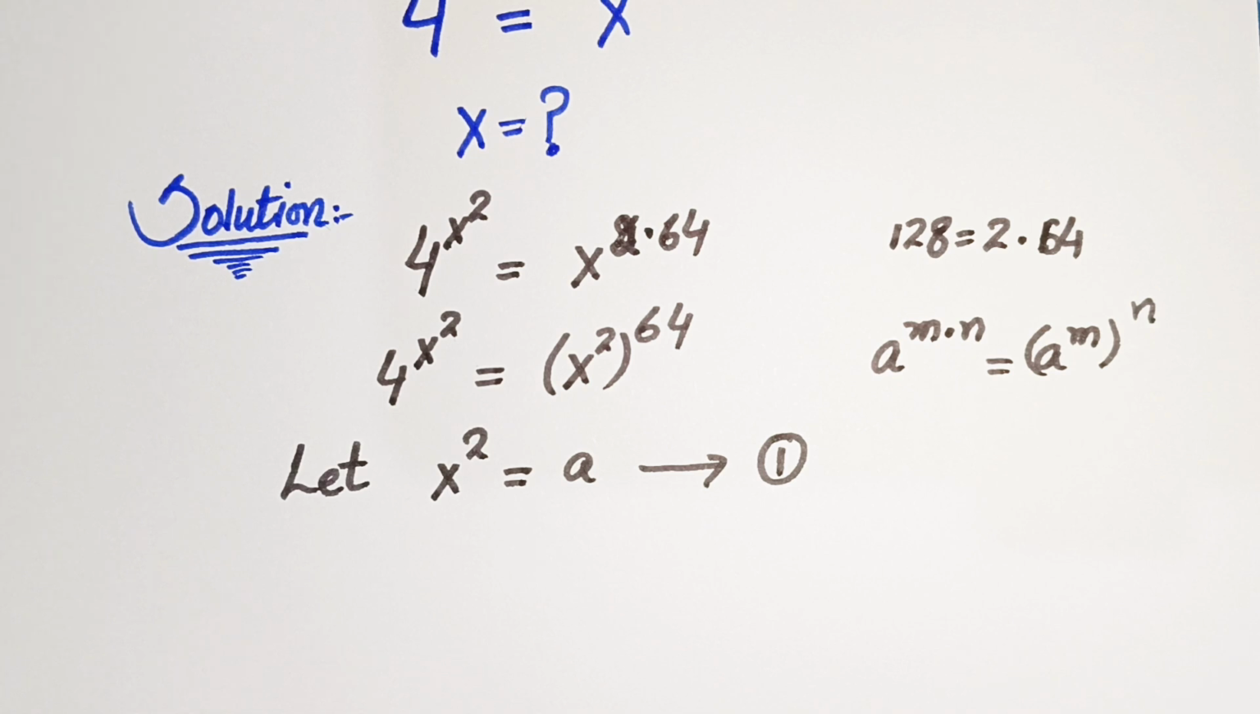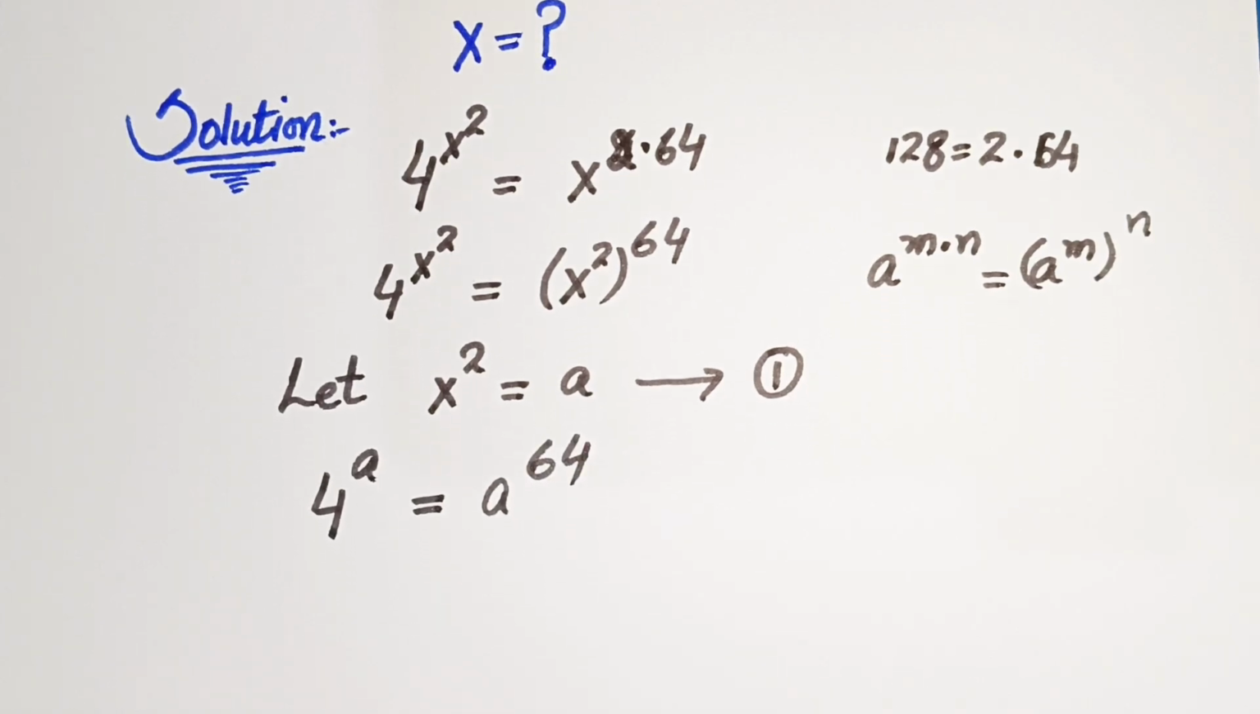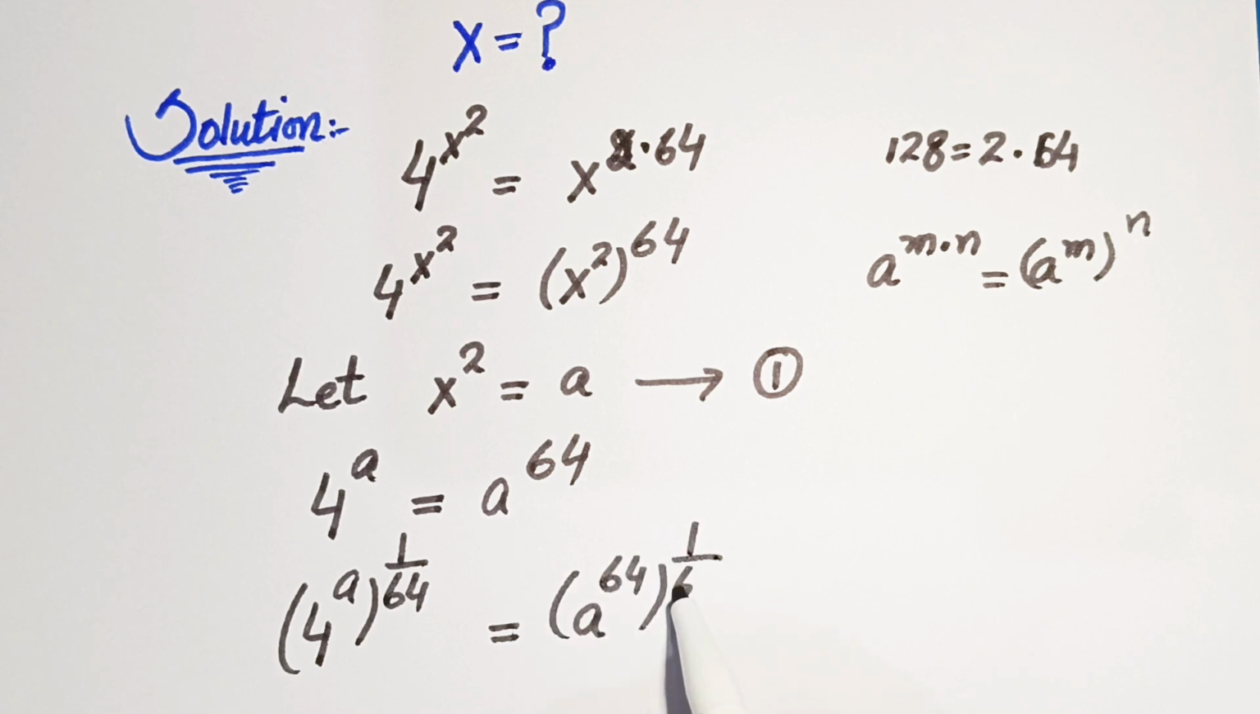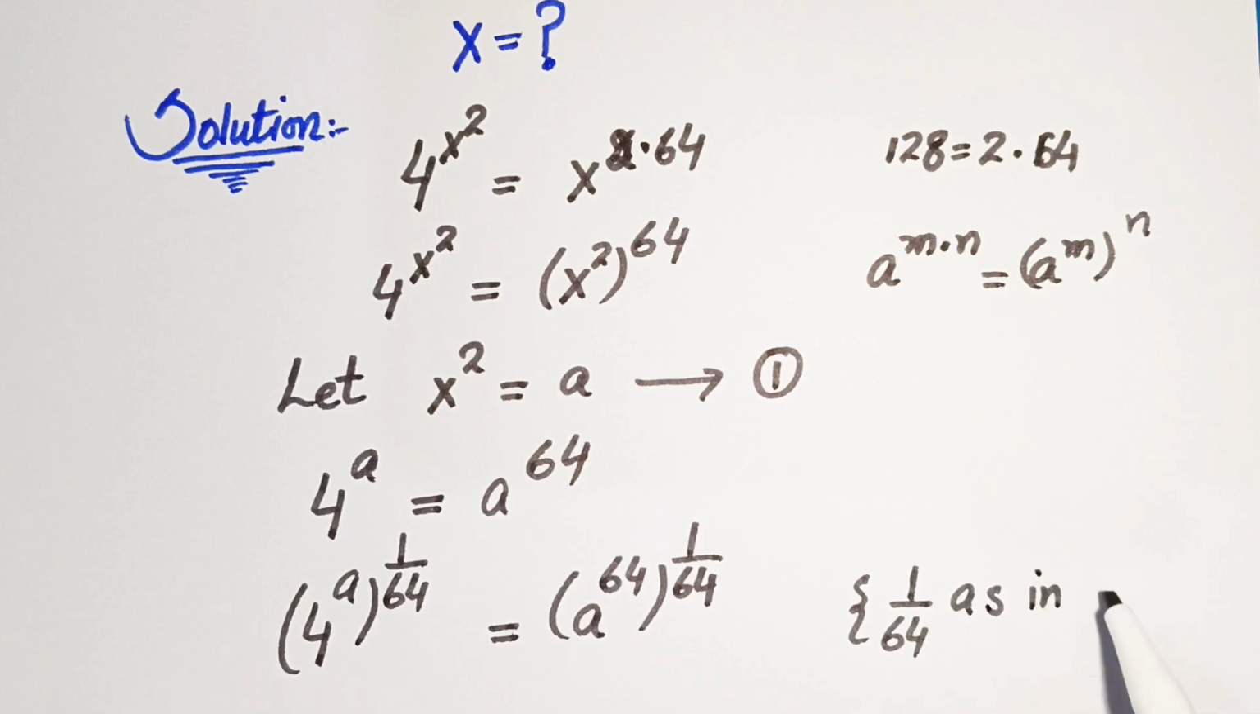Now substituting this value in the step, we get 4 to the power x squared is equal to a, then 4 to the power a is equal to a to the power 64. So now we have to solve this. First of all, we multiply 1 over 64 as a power on both hand sides, so we get 4 to the power a whole to the power 1 over 64, and our right hand side will be a to the power 64 whole to the power 1 over 64. So we just multiply 1 over 64 as power on both hand sides.